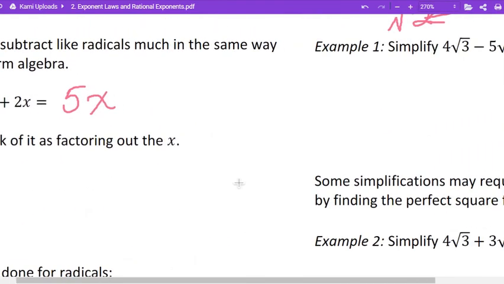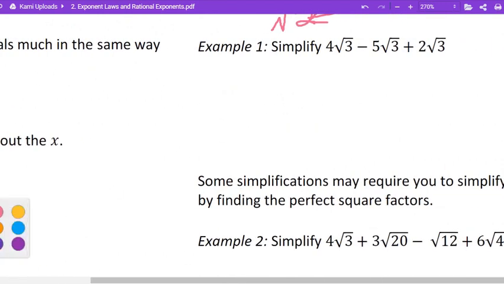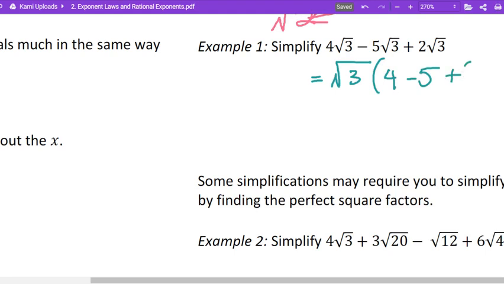So let's try an example. In example 1, I've got 4 root 3 minus 5 root 3 plus 2 root 3. Okay, so I'm going to show the common factoring approach. So if I have a root 3, I've got 4 minus 5 plus 2. Right, 4 minus 5 is negative 1 plus 2 is positive 1, and that leaves me with root 3. Of course, I could write 1 root 3, but that's the same as writing 1x, right? We don't write the 1. That coefficient is assumed.